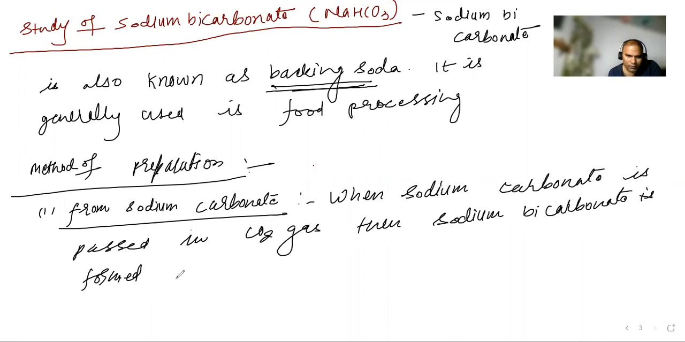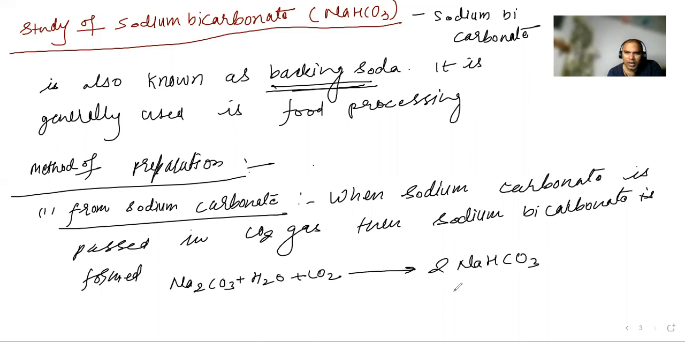Here you write Na2CO3 plus H2O plus CO2. If you pass this, it gives 2NaHCO3. Either you write sodium hydrogen carbonate, or sodium bicarbonate, or simply baking soda. So this is the method of preparation.